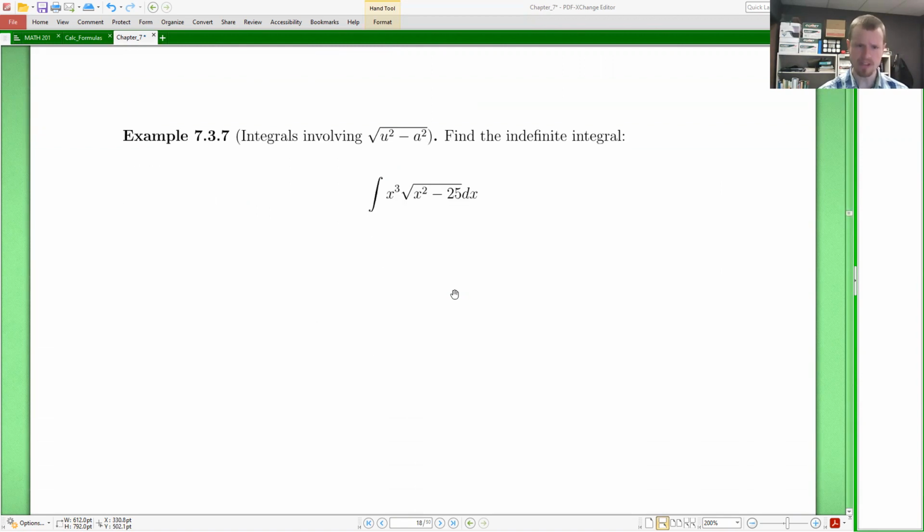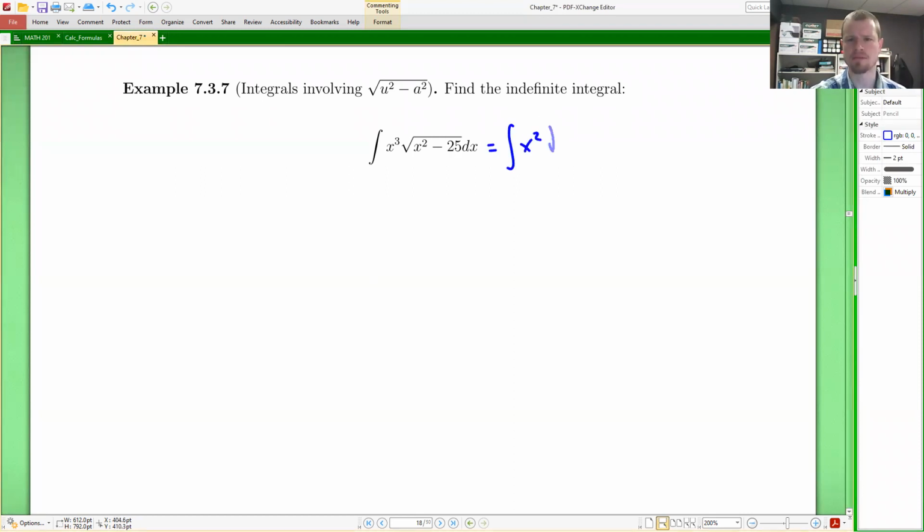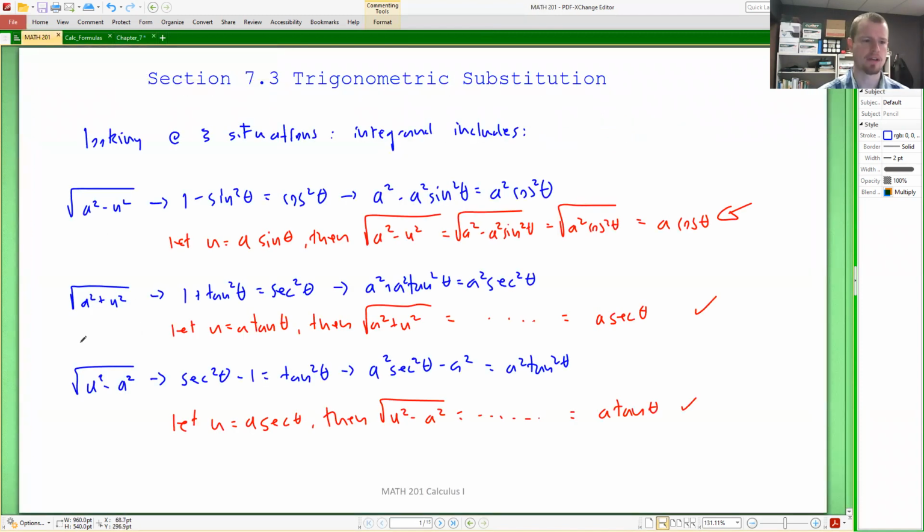So let's take a look at this example, an integral involving u squared minus a squared. So we have x squared minus 25. Of course, 25 is 5 squared. So first, maybe you recognize that this is the integral of x squared times the square root of x squared minus 5 squared dx.